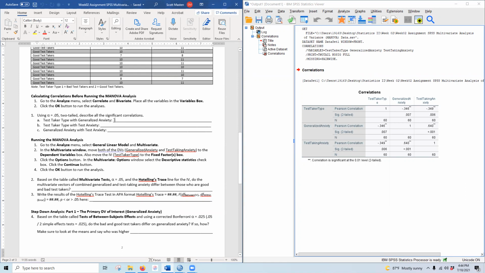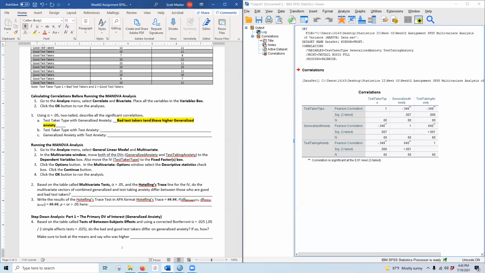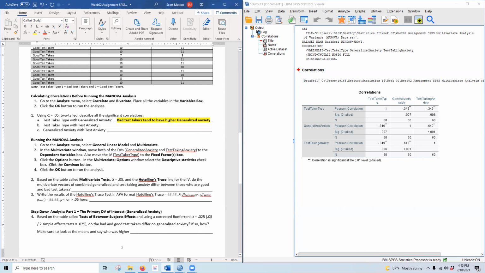So what we want to write here is something along the lines of bad test takers have higher generalized anxiety. All right, so that's one finding. I guess we could say tend to just be even more correct. Fine. All right, bad test takers tend to have higher generalized anxiety.